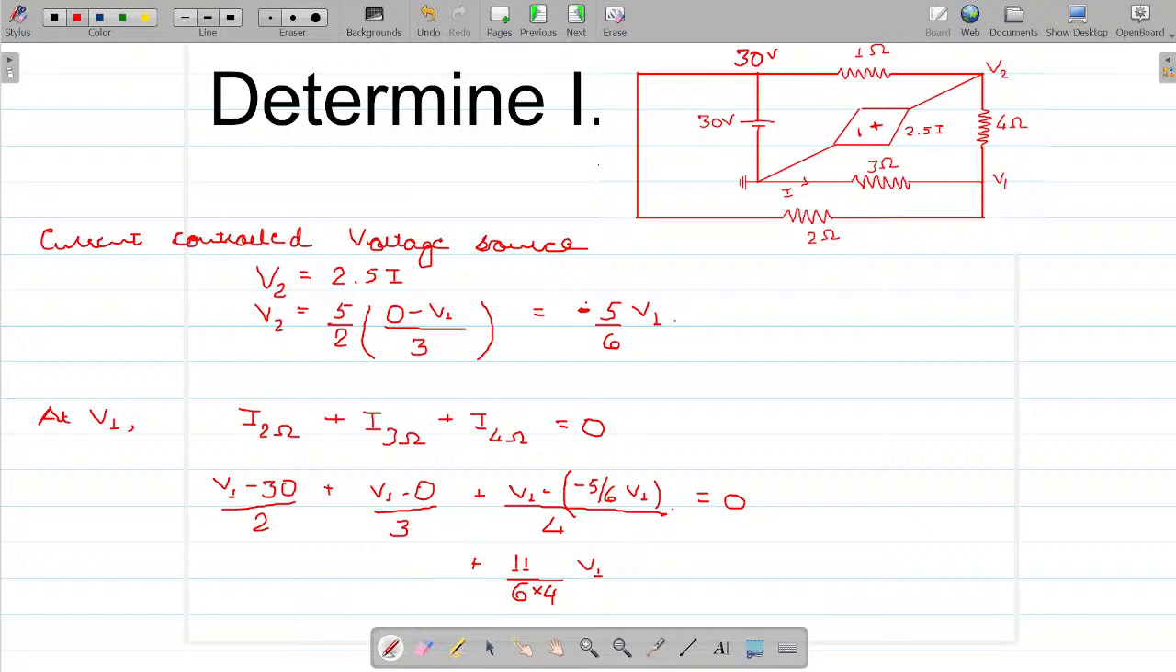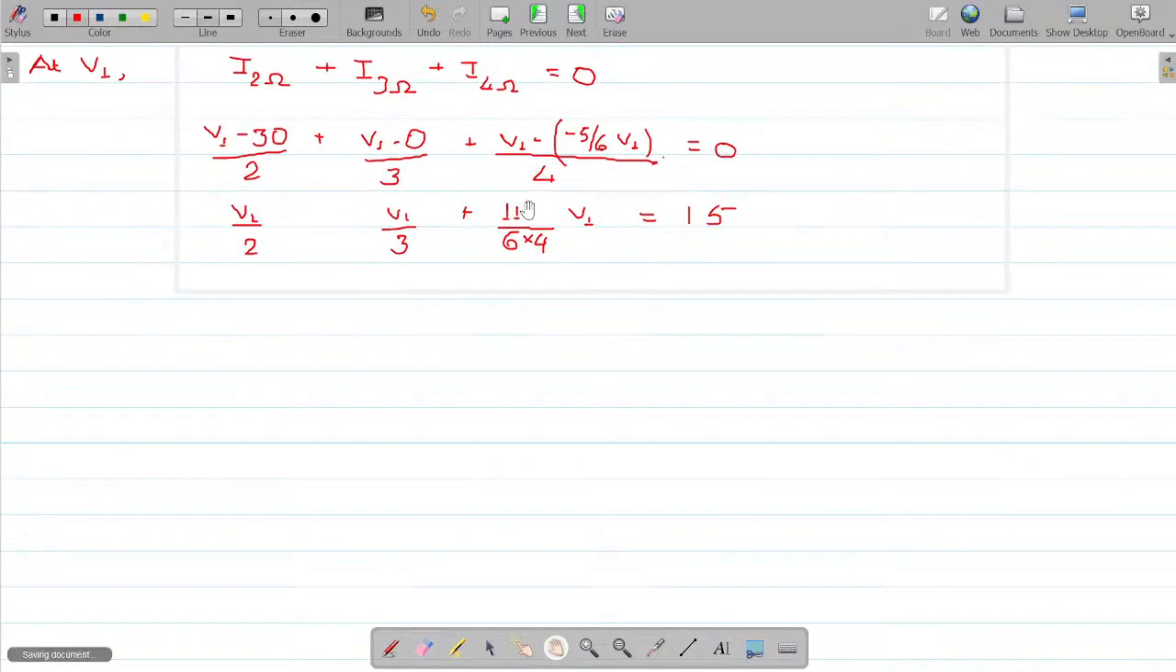This would be your V1 by 3, right? And this is what? V1 by 2, right? Is equal to what? Minus, here what you will get is 15. 15 I'm transferring to the right hand side, minus 15 would become plus 15. So this is what your final equation comes out to be, which we will be solving for our solution.